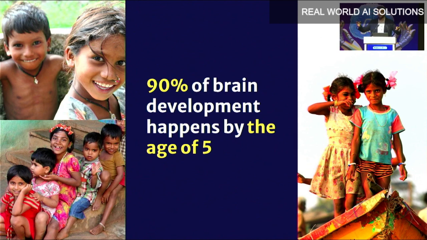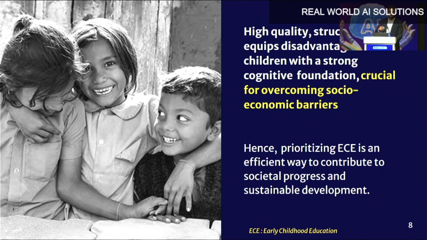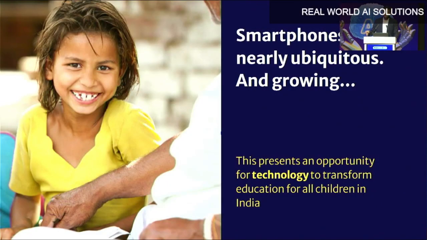90% of your brain development happens by the time you're 5, right? What does this mean? This means that a high quality structured ECE, which is early childhood education intervention, is crucial for overcoming socio-economic barriers, because your cognitive development is not something you can catch up on later in life, right? So prioritizing ECE in an efficient way is really key to societal progress and the mission at 2047 that we all talk about, right? Another great thing in India is that smartphones are now nearly ubiquitous, and this provides a big opportunity for technology to transform education for all children, right?